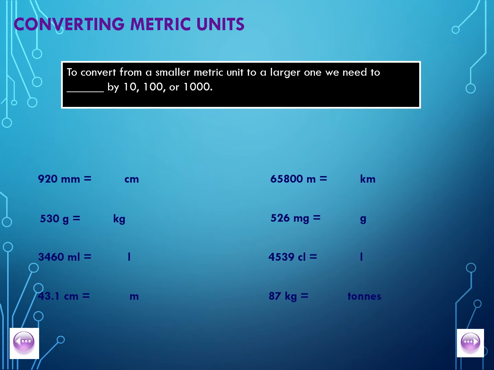Now, a very important thing to understand here: to convert from a smaller metric unit to a larger one, what do we need to do? We need to divide by either 10, 100 or 1,000. Now, I've got those digits and numbers and conversions for you to do. Please do them in your notepads and let's go through them.